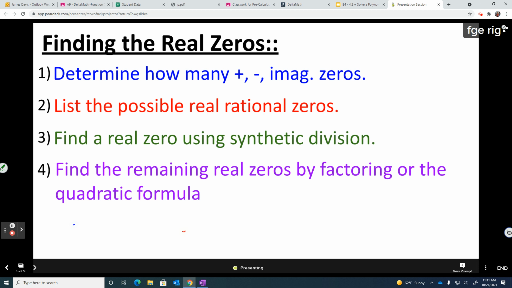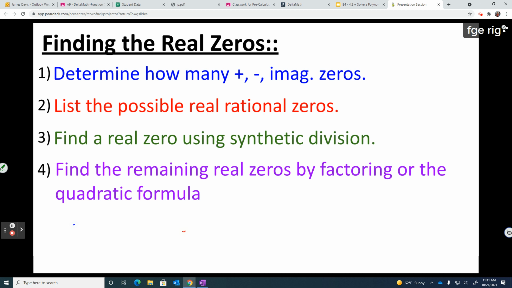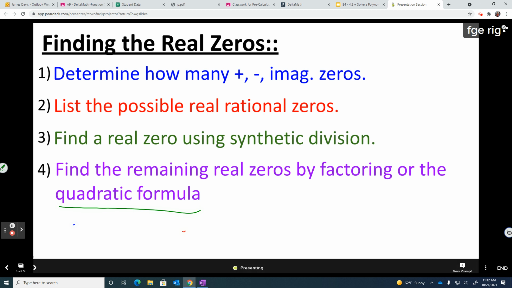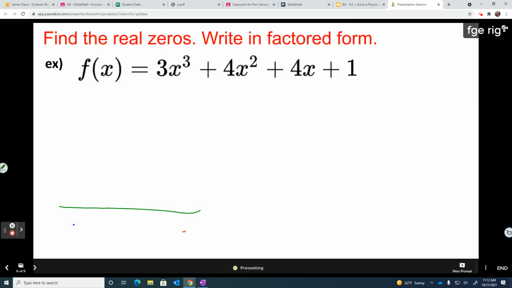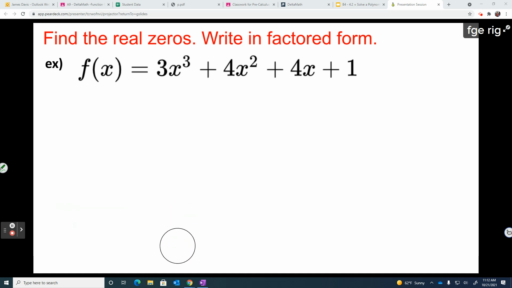This was our method that we used yesterday. We determined how many possible zeros, then synthetic division, and then either factor or use the quadratic formula. That's what we're going to do today. We'll rewrite that out if you didn't write it down yesterday. But let's take a look at this first one here, putting all the stuff we've learned from this chapter into one problem.